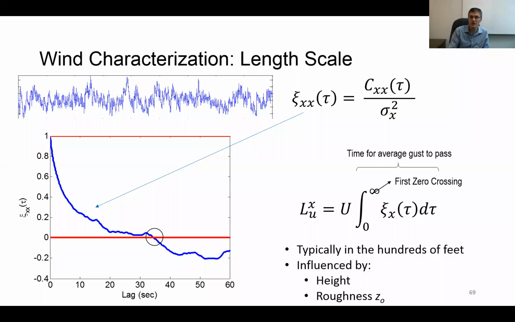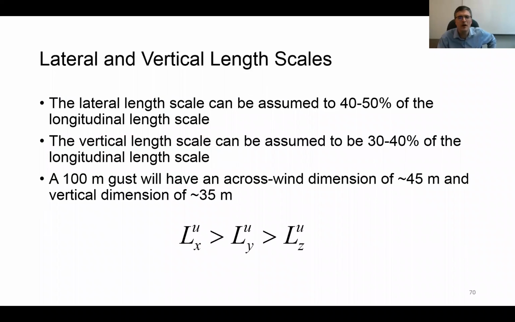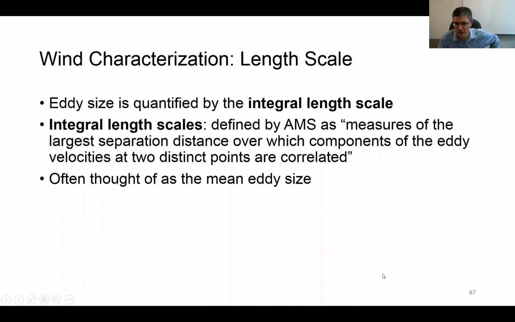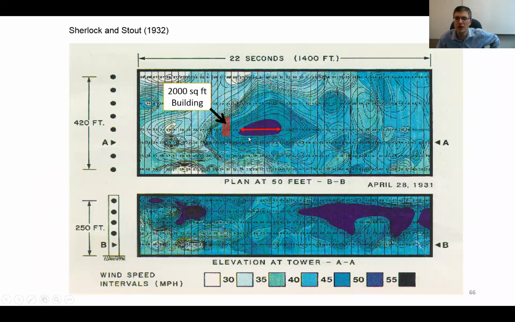Of course, they are influenced by the height at which you're taking the measurement and the roughness of the terrain upwind of where the wind is coming from. What I showed you was the longitudinal length scale. So that process I just took you through gives you this physical dimension of the average gust.